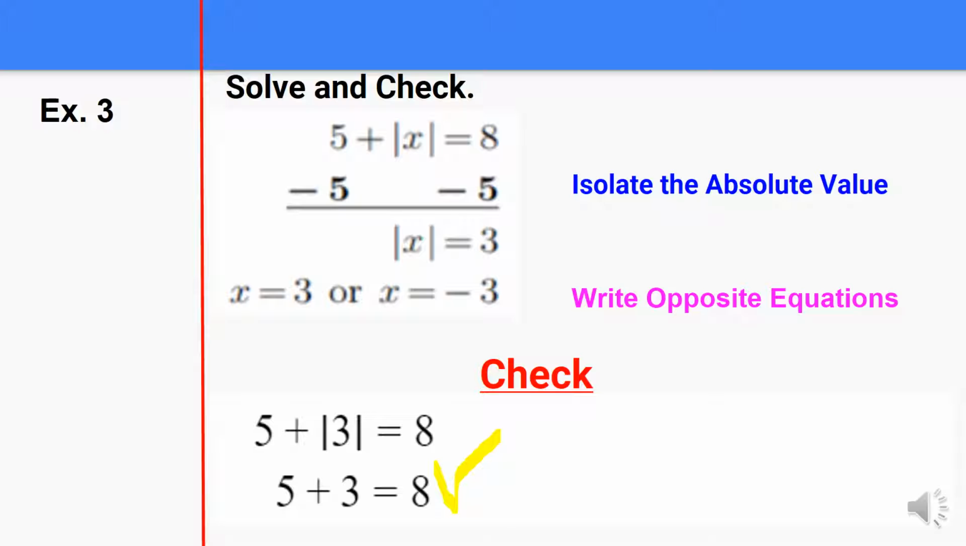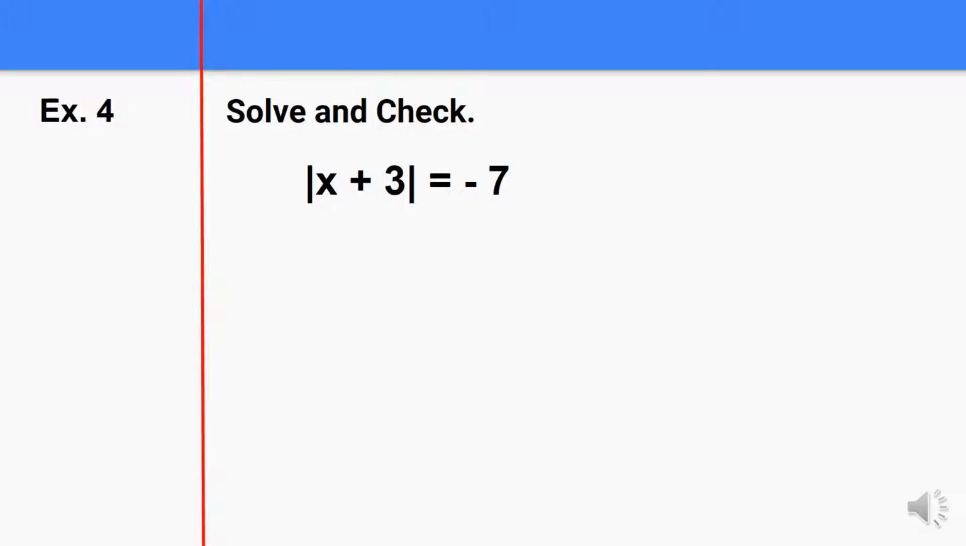We did it. Let's check the second one. Now with the negative, basically the same thing. First step in the check here is that negative 3 turns back to a positive 3. Absolute value. 5 plus 3 is 8. And check mark. Sweet. Example 4. So we have the absolute value all by itself.